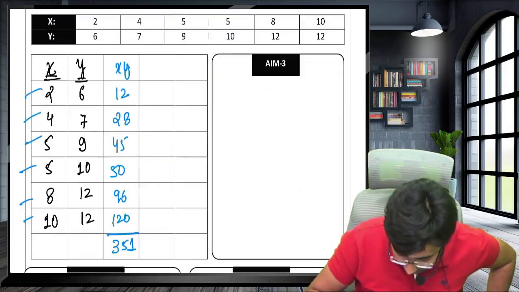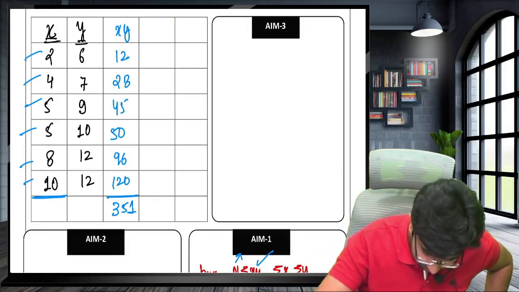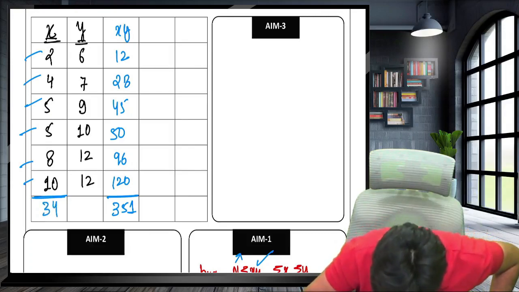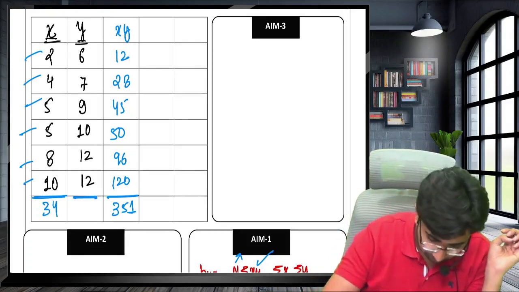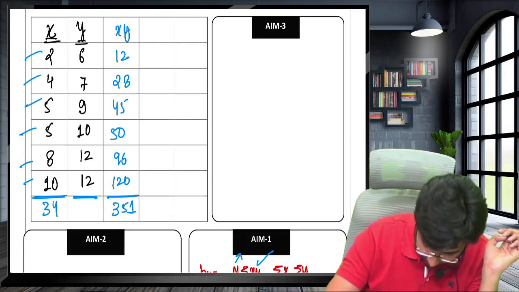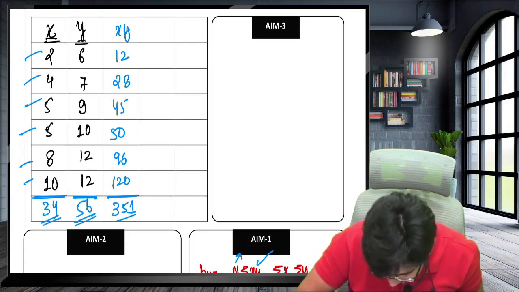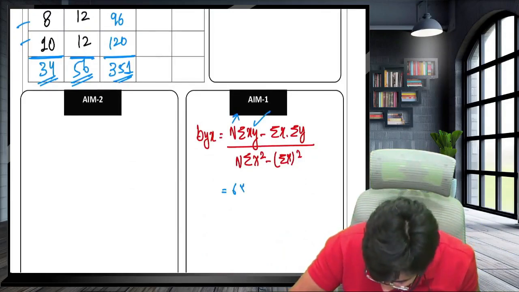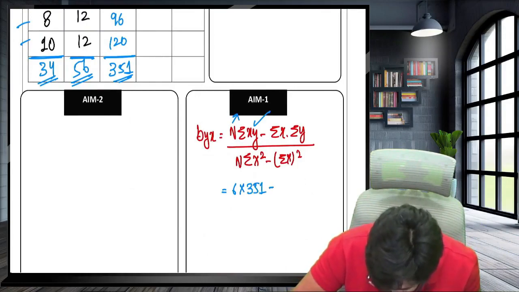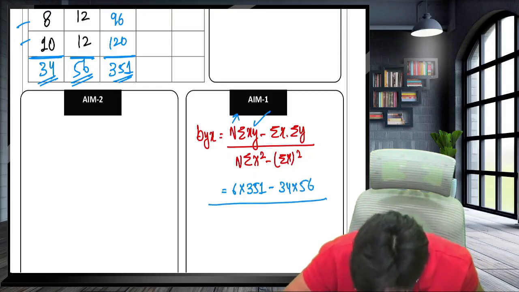Now you need summation x. What is summation x, guys? 34. What is summation y? 56. Now you have everything of the numerator: 6 into summation xy, which is 351, minus summation x, which is 34, into summation y, which is 56, divided by n, which is 6.